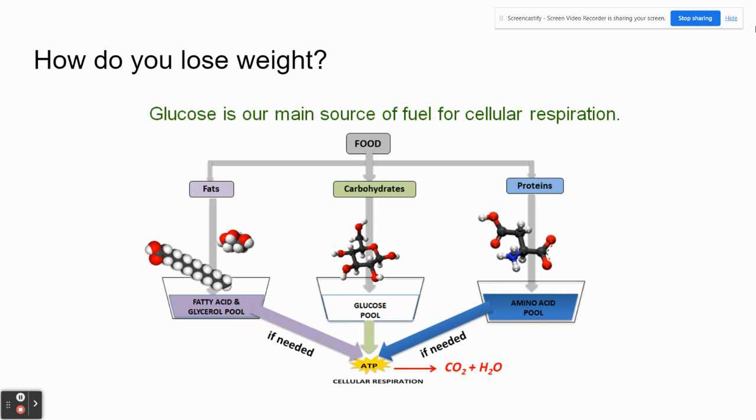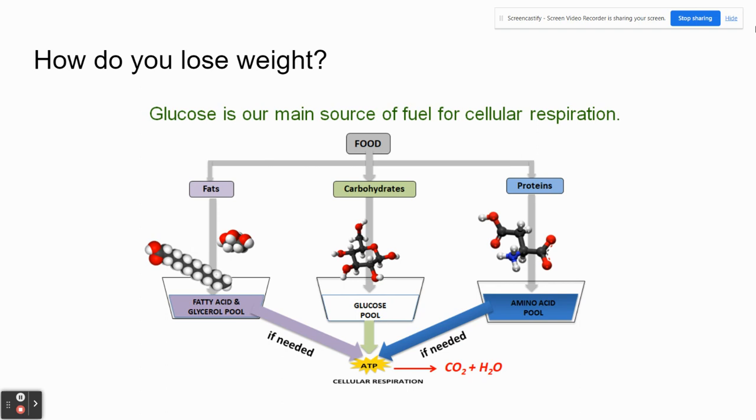But no matter what macromolecule monomer you use, you're still going to have the outputs of carbon dioxide and water. You're still taking those amino acids, rearranging them to get out carbon dioxide and water. You're still taking the fatty acids and glycerol, or your triglycerides, rearranging them to get out carbon dioxide and water.